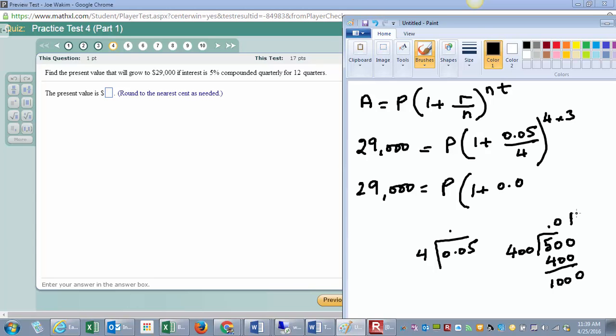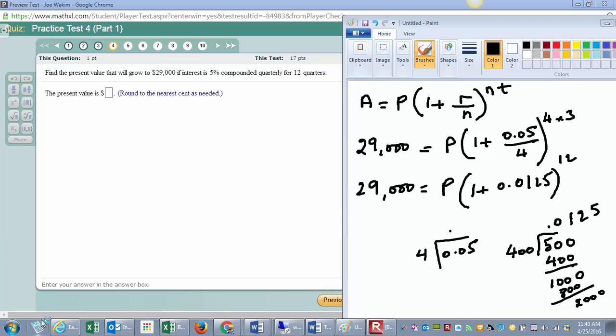1000 divided by 4 is 2. And this would be 800. Now at 2000 divided by 4 is 5. So that's going to be 0.0125 raised to the power 12. Now all we have to do, put this to the power 12 and then 29,000 divided by all this, and that's how we got the P. So let me do this on my calculator here.